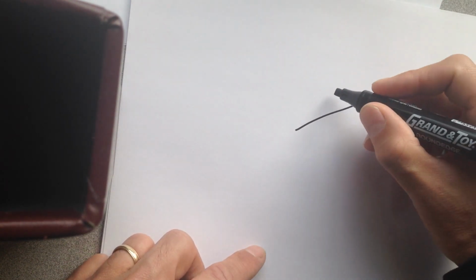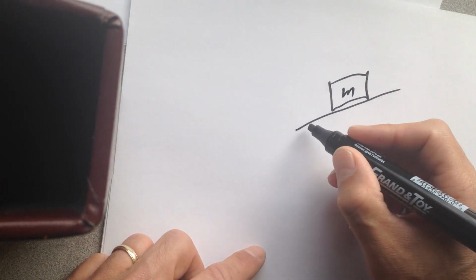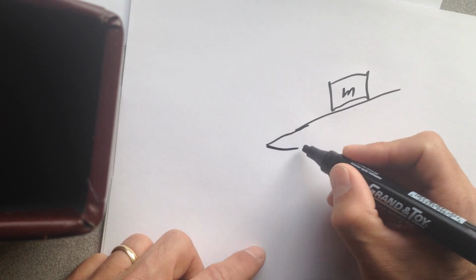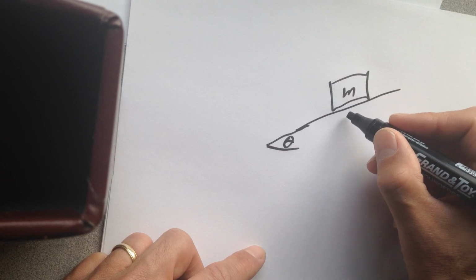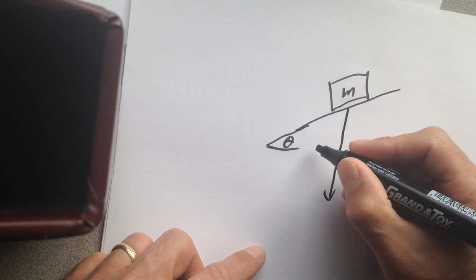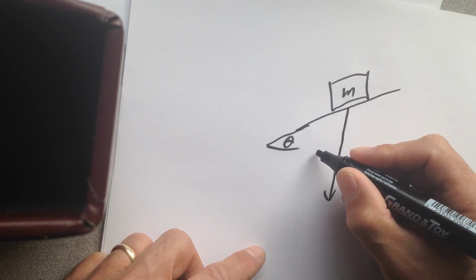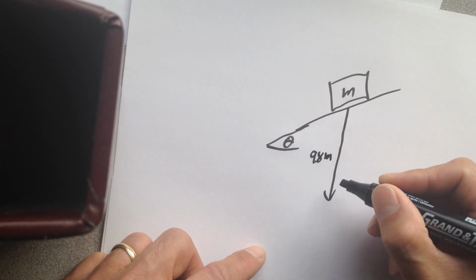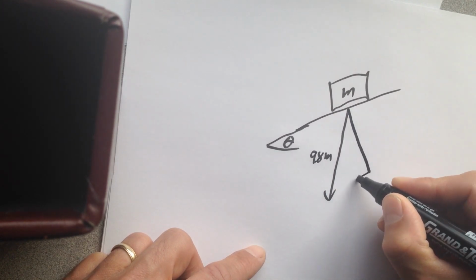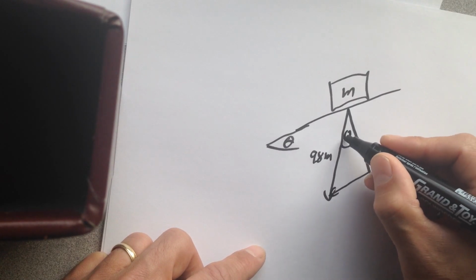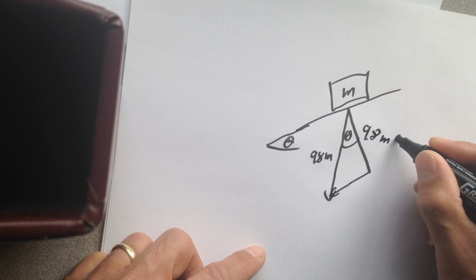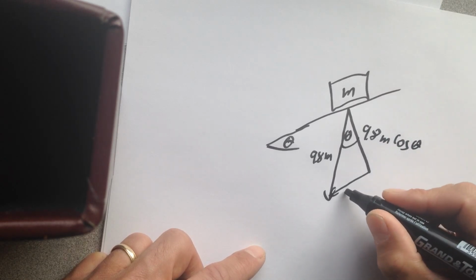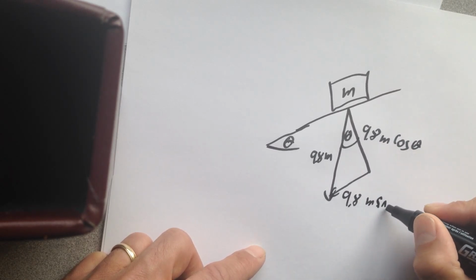Here's our solution. We have a block. It has mass m, and it's on a plane inclined at angle theta. So looking at the forces on this, here you have the force of gravity, which is going to be 9.8 times m, and we have components. That's angle theta as this is theta. So this is 9.8 m cos theta, 9.8 m sine theta.